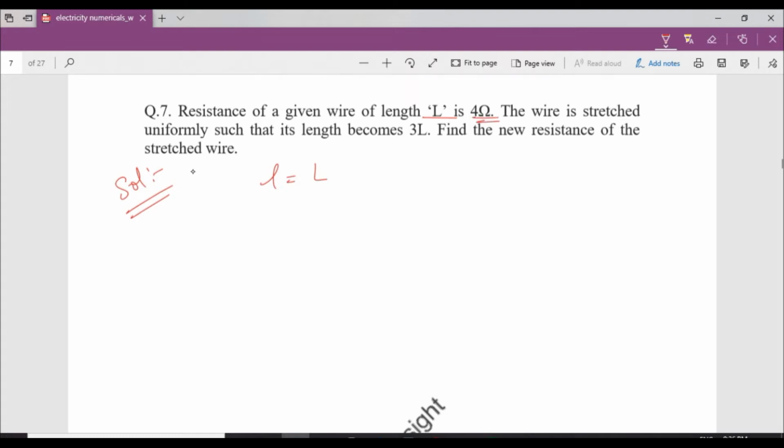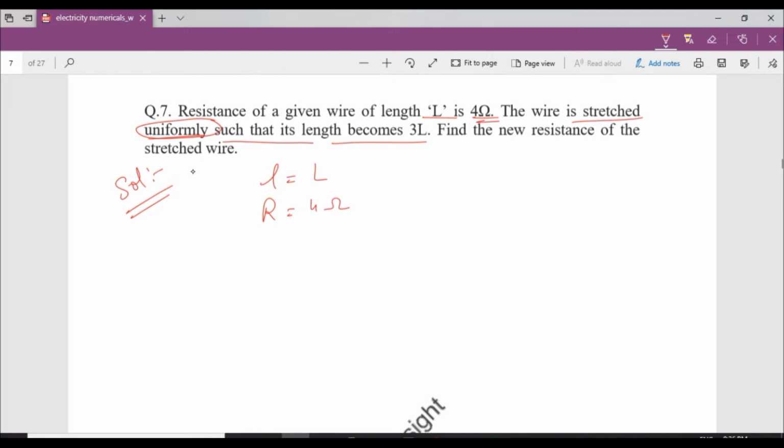Initial resistance is 4 ohm. Now the wire is stretched uniformly such that its length becomes 3L. Here we use the term uniformly. Uniformly means the value of area of that wire will remain the same along the length of the wire. So the area will remain the same for the complete wire.